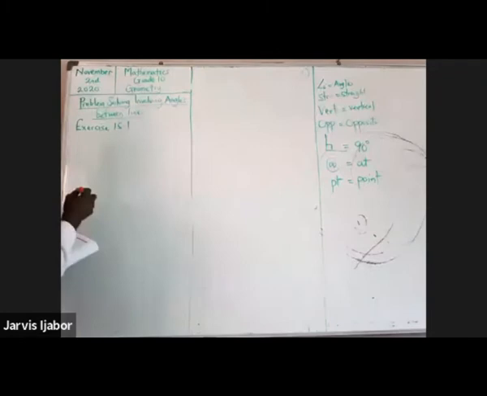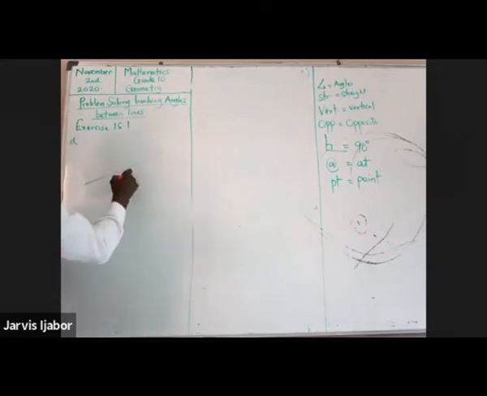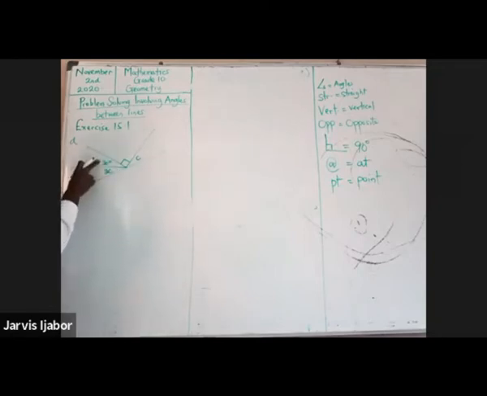So in question 1D, what we have is this. We have a straight line. We have an angle here, 90 degrees here, 30 degrees here, and we have 3C here. So we have 3C, 30 degrees, 90 degrees, and C.